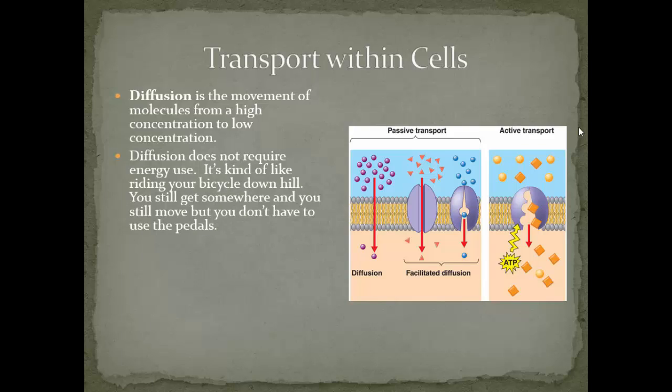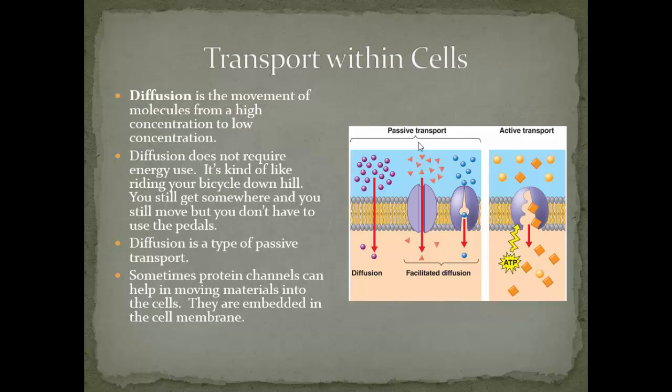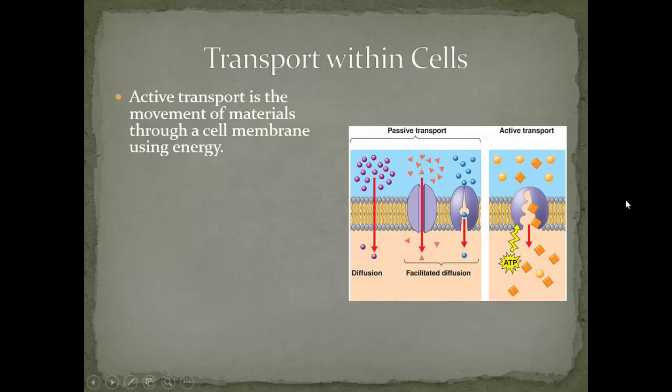Important fact here: diffusion does not require energy. Okay, it's like riding your bike downhill. You're still going to get somewhere, but you don't have to pedal. You don't have to work for it. So diffusion can also be called passive transport. Okay, passive. That means nothing's happening, no energy. Sometimes protein channels, as I stated, can be used to transport different things. So proteins are very important.